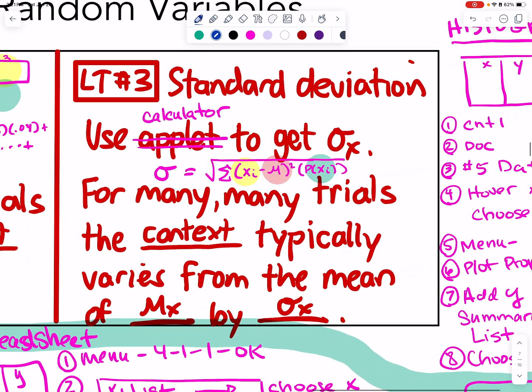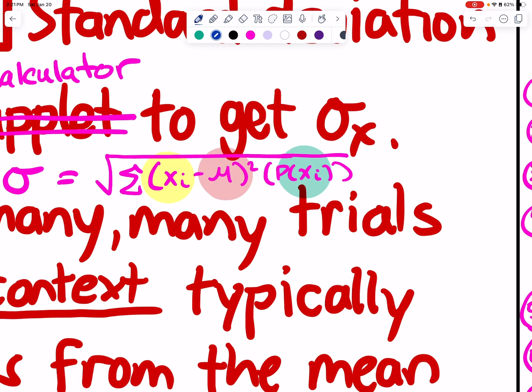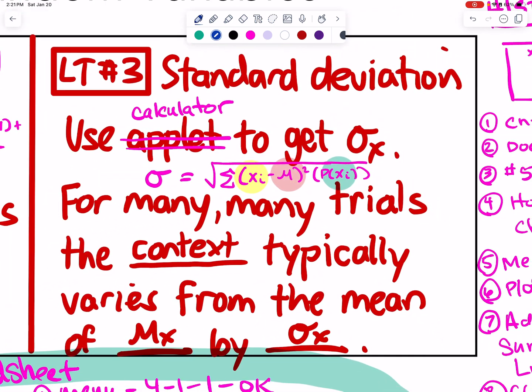Learning target number 3: you can use an applet if you'd like. There are many, many applets on here, but I put calculator to get the standard deviation, and I showed you here's the formula, which is what we did. And again, it means many trials. The skee ball score typically varies from the mean, which we got at 22.6, by about 12.8 points. So that's our particular one.